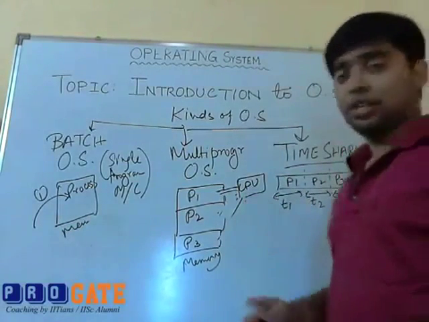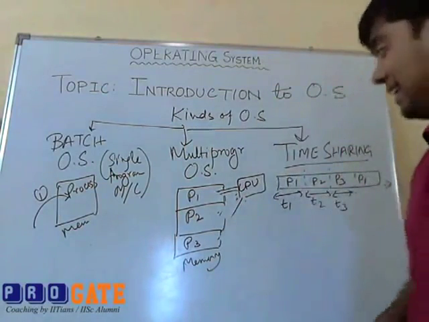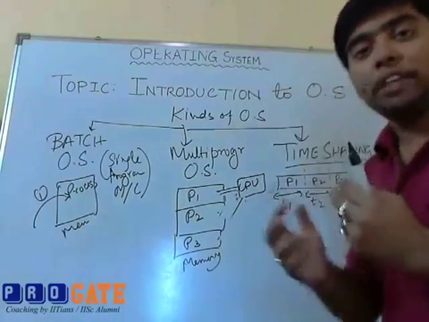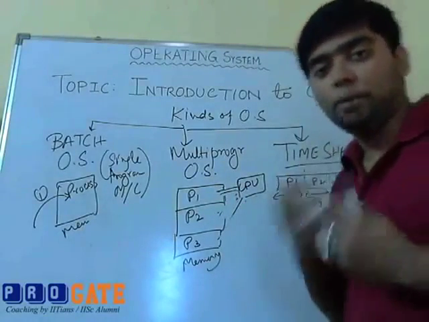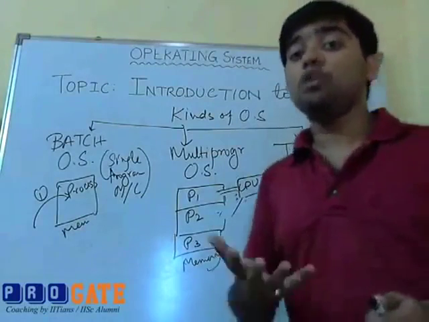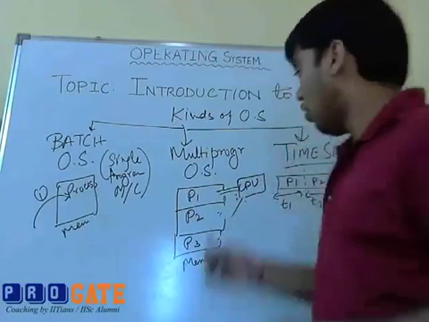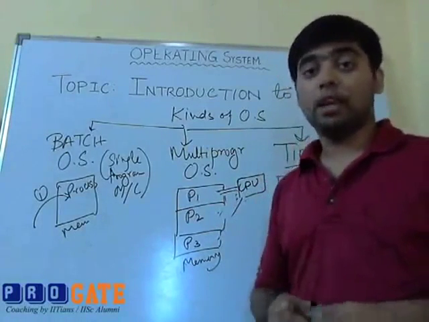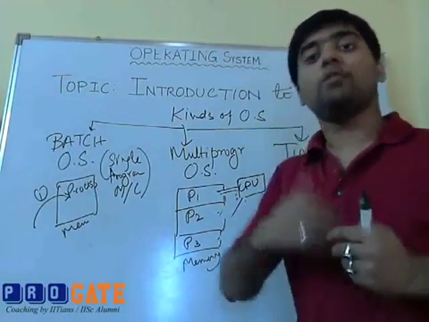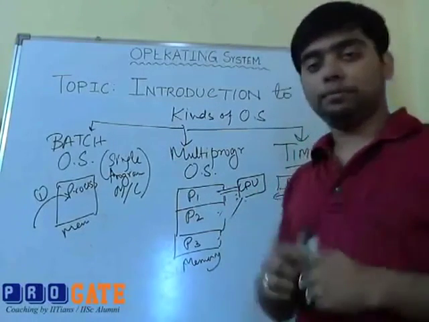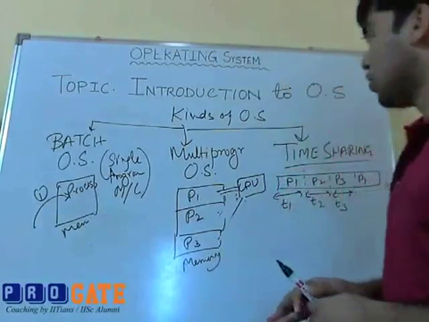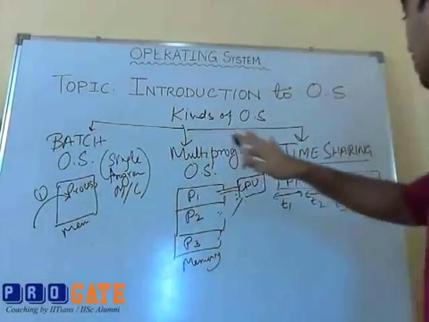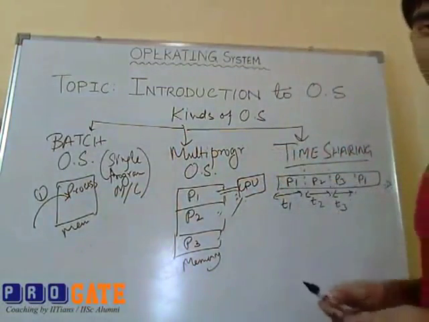Now the advantage time-sharing system gives is that this switching between P1, P2, P3 happens so quickly in the computer that to the normal user it would look as if all 3 processes are being simultaneously executed, though actually they are being executed one by one in a schedule. So we have moved from batch operating systems to multi-programming operating systems to time-sharing operating systems.